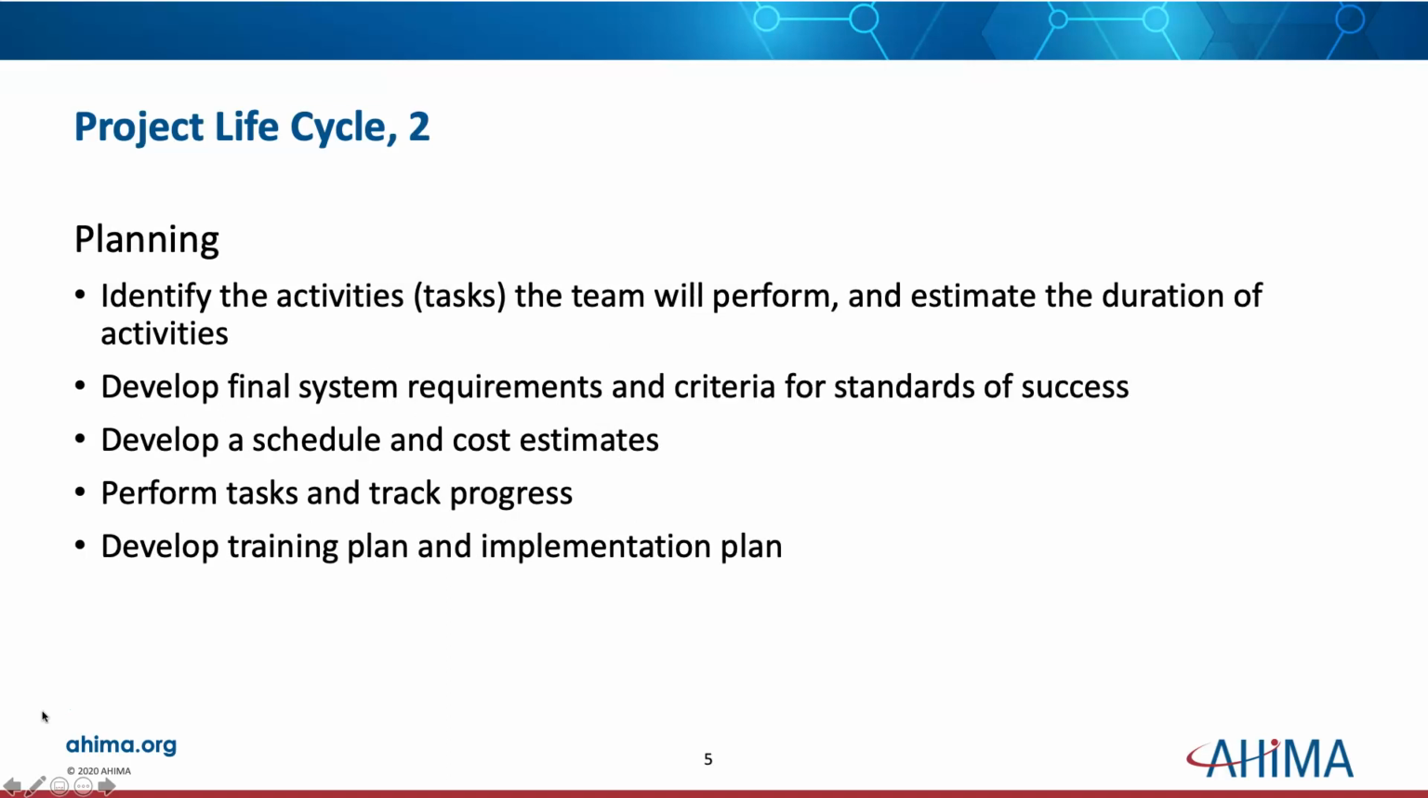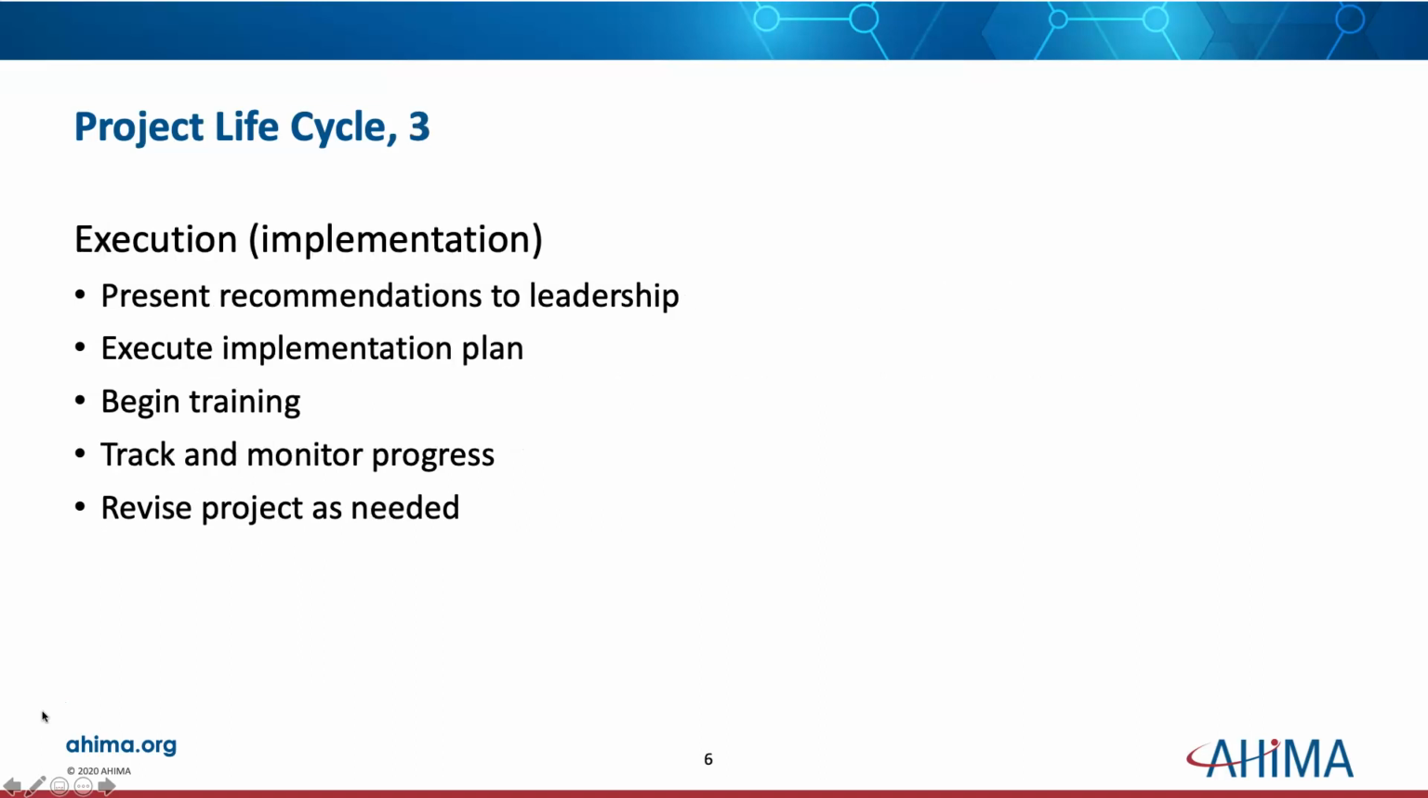Then you get into planning. This is identifying the activities or tasks that the team will perform and estimating the duration of those activities. You develop final system requirements and criteria for standards of success. So how do you know you've reached your goals? You've got to have the criteria. You develop a schedule, cost estimates, then you perform tasks, track progress, develop training plans, and implement those plans.